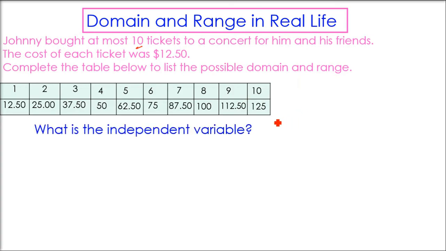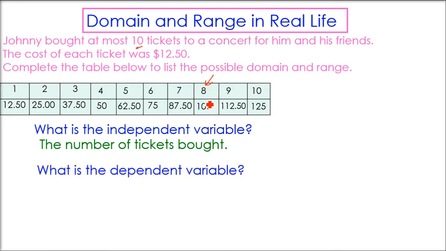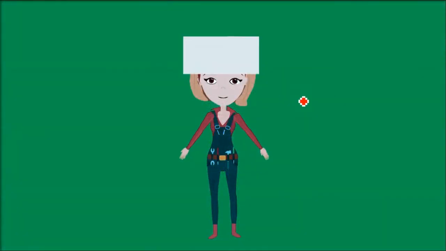So this first row is the domain. The second one is the range. What is the independent variable here? The number of tickets being bought. And what is the dependent variable? Because the second value is dependent on the first, that is the total cost of the tickets.